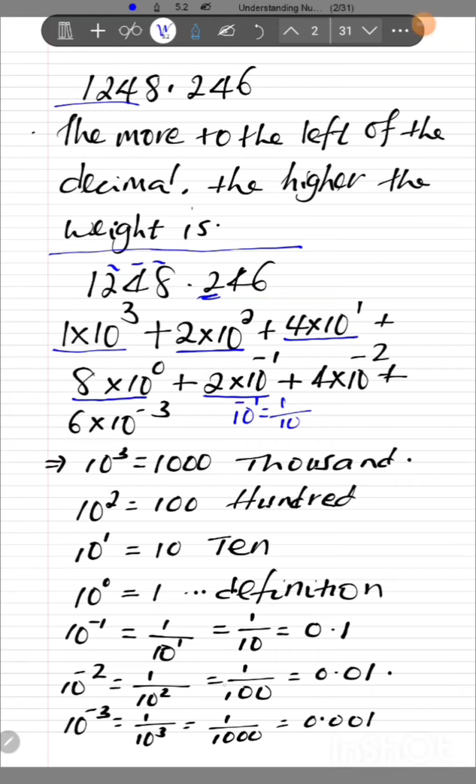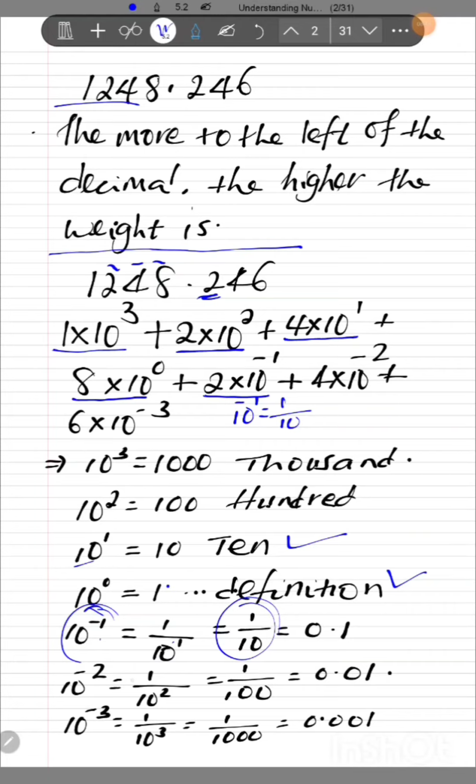This is defined down here, so no need to write it again here. So 10 to the power of 1, I give it a 10. 10 to the power of 0 is 1. It's a definition. 10 to the power of minus 1 is 1 over 10 to the power of 1. We invert it, we put it down because of this negative exponent. When it is down, the negative 1 becomes positive, which is 1 over 10, which is tenth. 1 divided by 10 is 0.1.